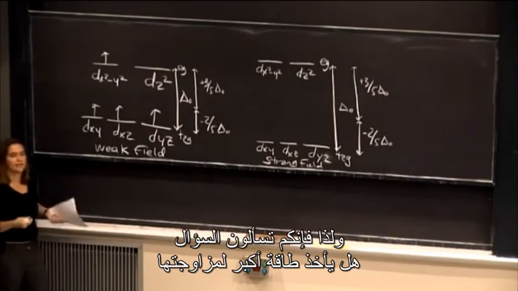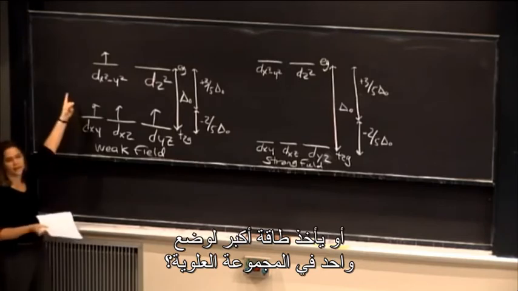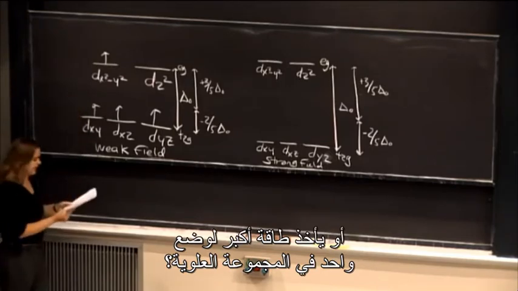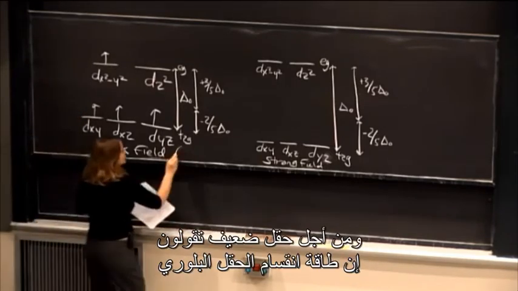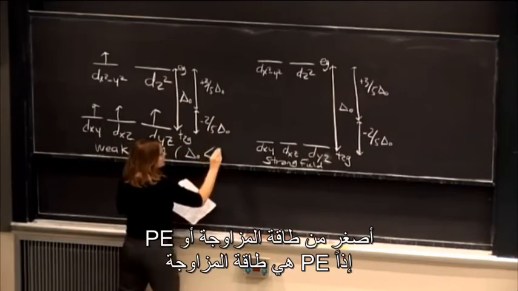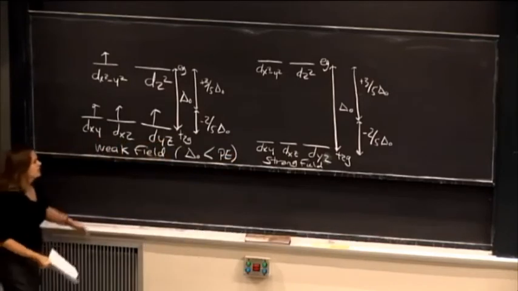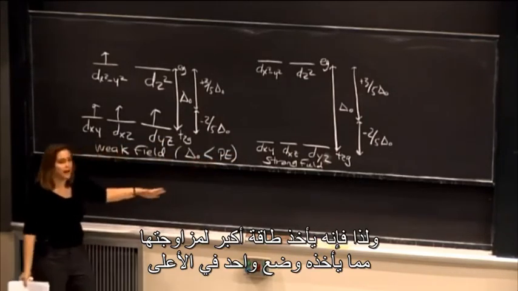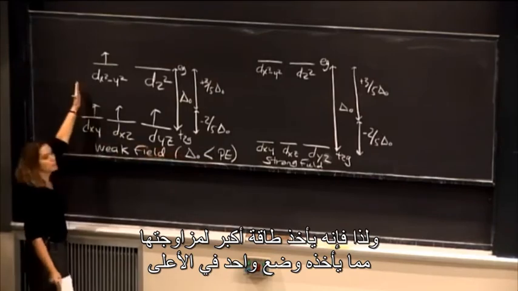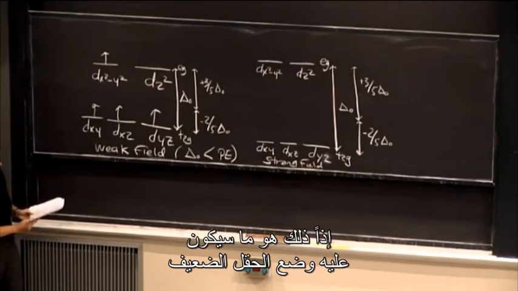And so you're asking the question, does it take more energy to pair them, or does it take more energy to put one in the upper set? For a weak field, you say that the crystal field splitting energy is smaller than the pairing energy, or PE. So PE is the pairing energy. And so it takes more energy to pair than it does to bump one electron up to the higher level. So that's what a weak field situation would look like.